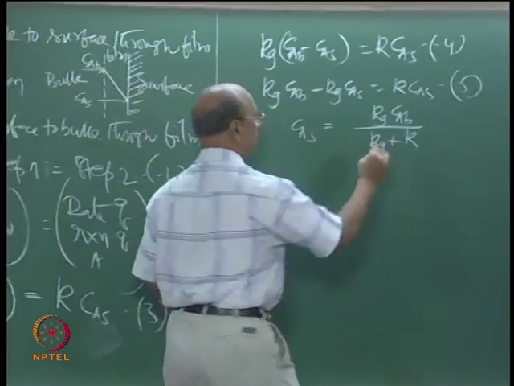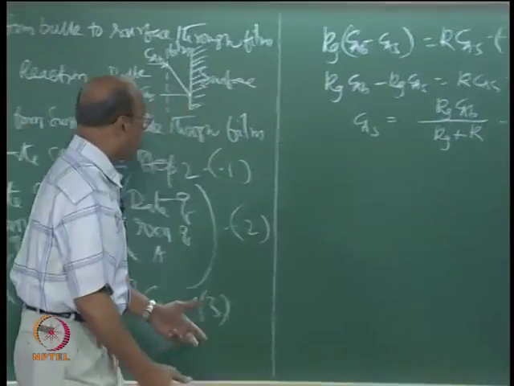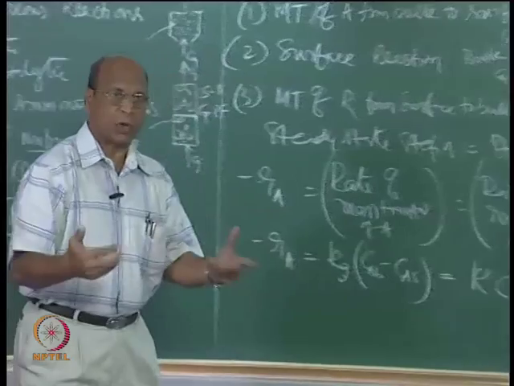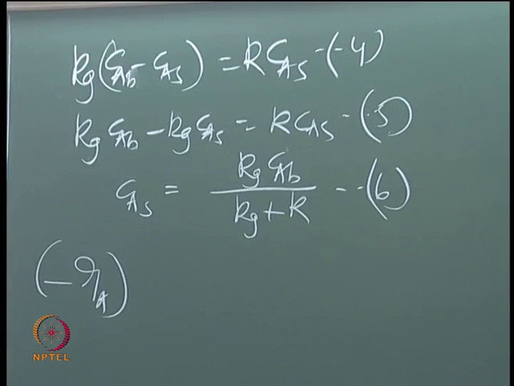So, this is equation number 6. Still my problem is not over. That means I should now find out what is minus Ra, right? How do I find out?